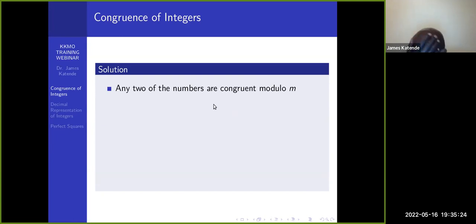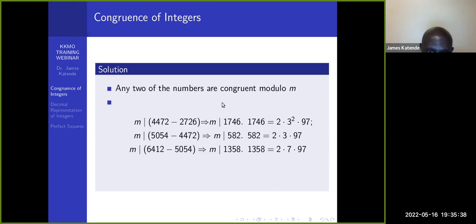So since each of the numbers leave the same remainder when divided by m, then any pair of numbers you pick will be congruent modulo m. Any pair of numbers you pick from our set of, I think there were 4 numbers, will be congruent modulo m. So their difference must be divisible by m, right? That's the definition of congruence. So if you pick the first pair, m must divide the difference because the numbers are congruent modulo m. The difference between this pair gives you 1746.